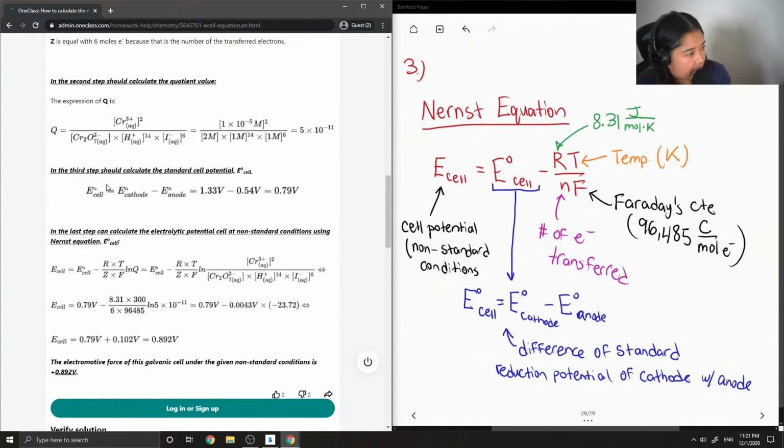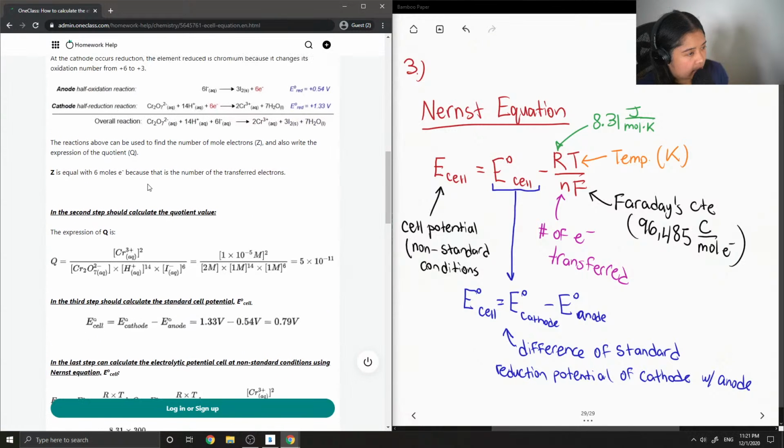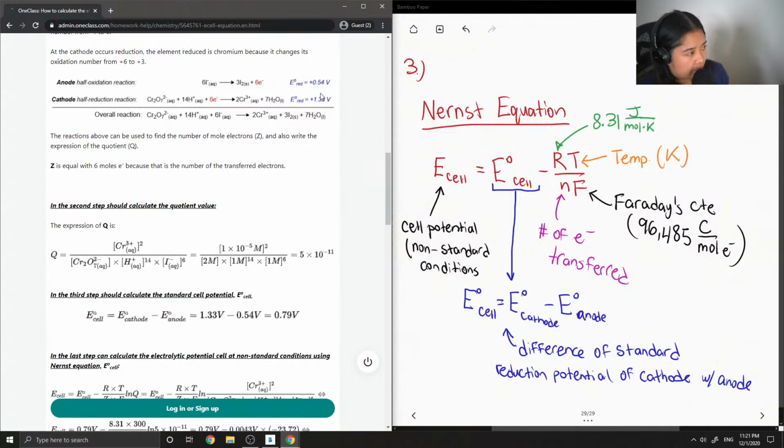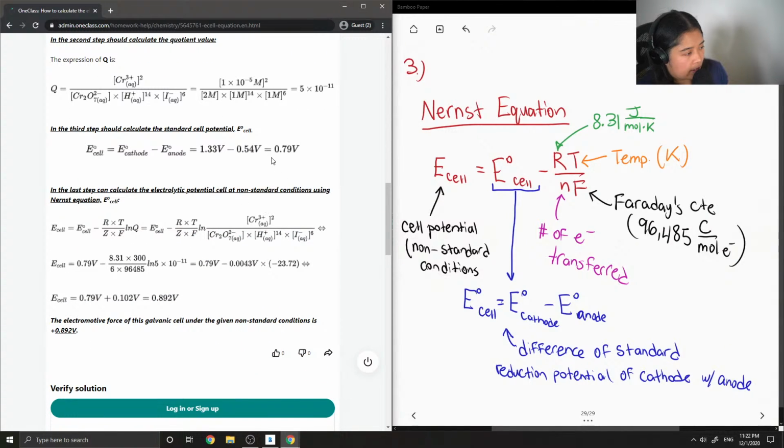In the third step, we should calculate the standard cell potential, E cell. So these values were given in the question during this step. So they did 1.33 minus 0.54, and they got 0.79.